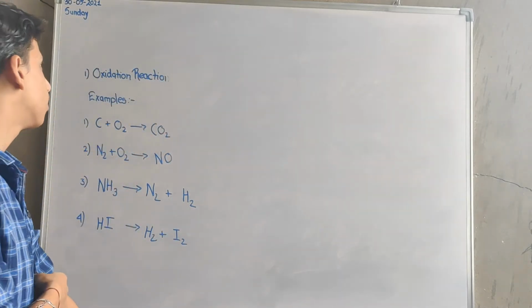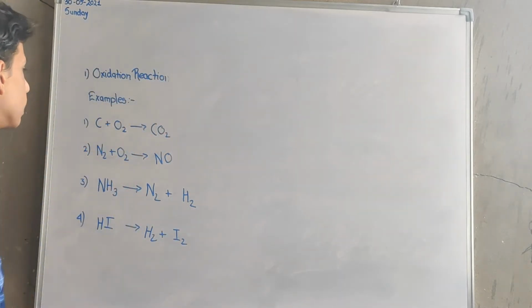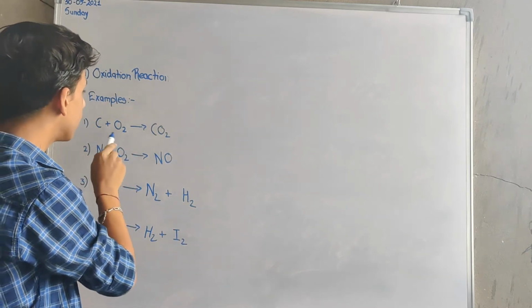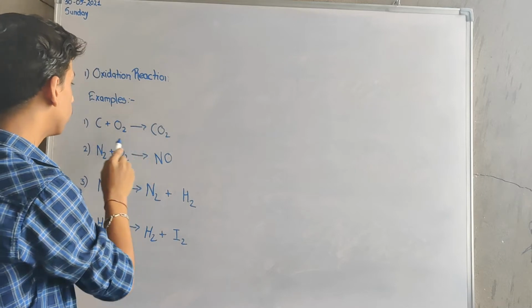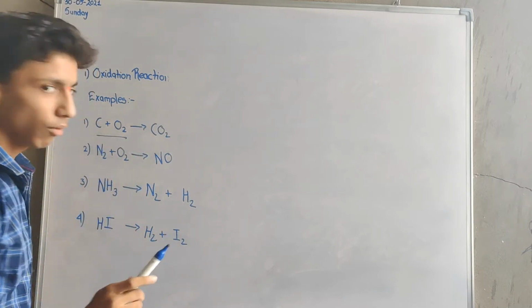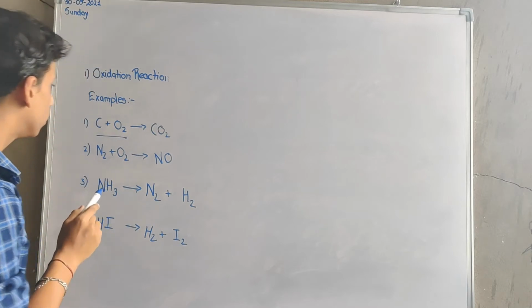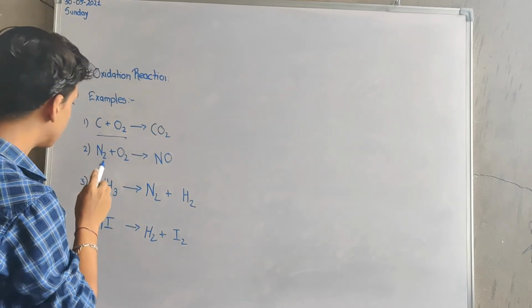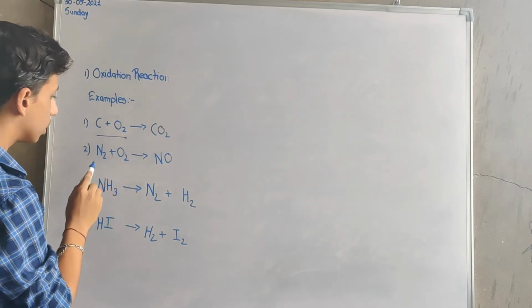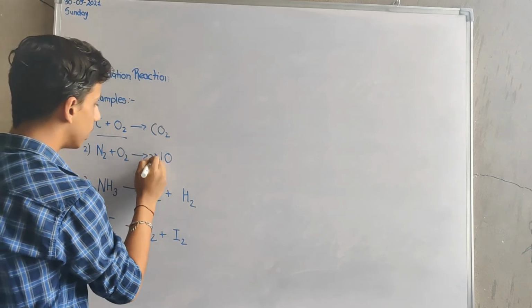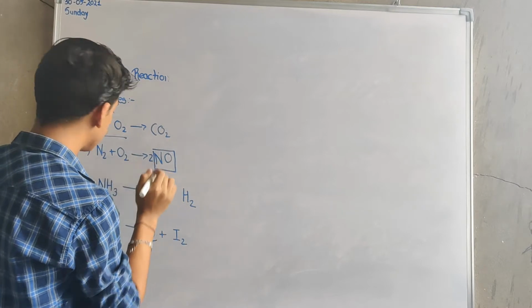So, these are some examples of oxidation reactions. In the first example, carbon is added with oxygen. So, here oxygen is added and it forms CO2. So, it is an oxidation reaction. This example is already balanced, so we will not balance it. Then, in the second example, oxygen is added with nitrogen and forms the NO compound. To balance it, we have to only write 2 here and the equation is balanced.